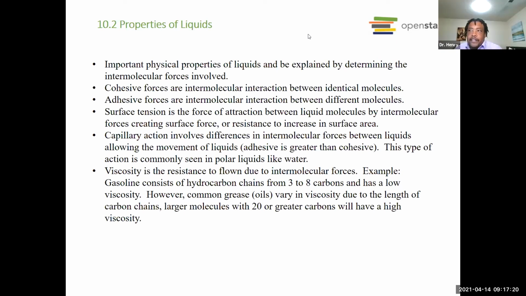So again, it's also those interactive forces between the liquid and the tube that we're actually using. So that allows it to go up.